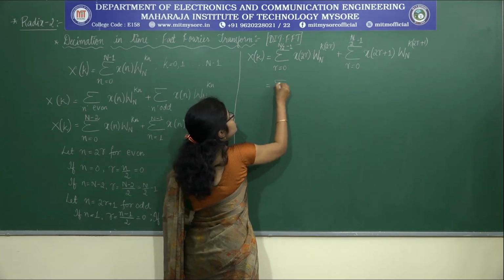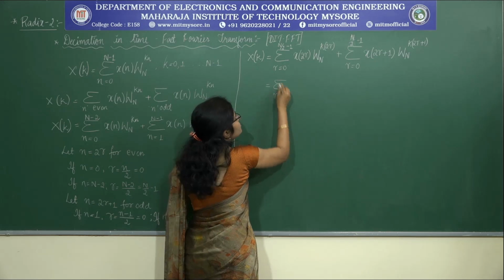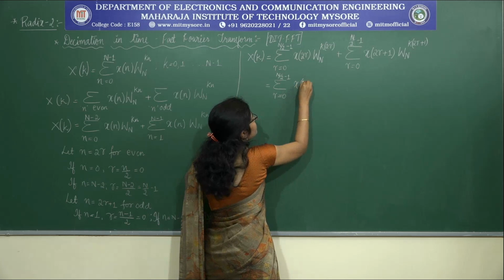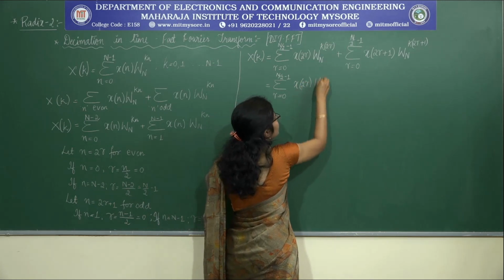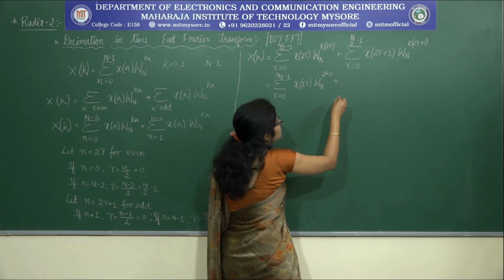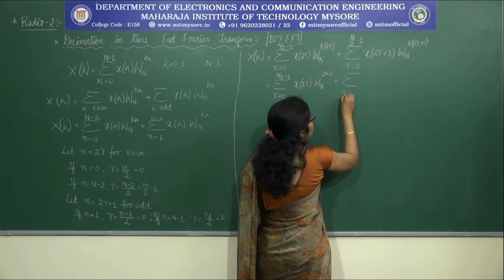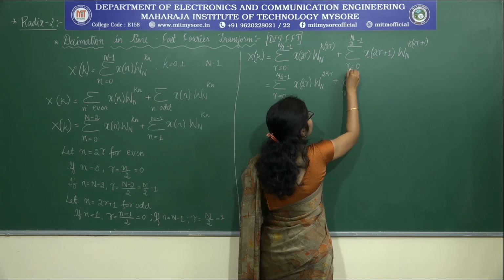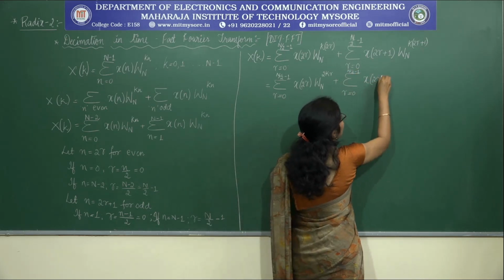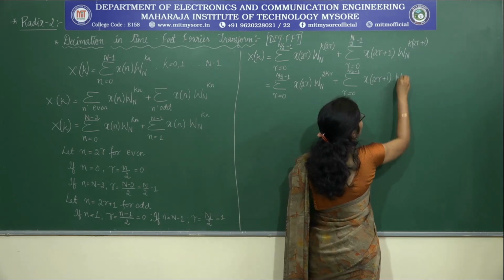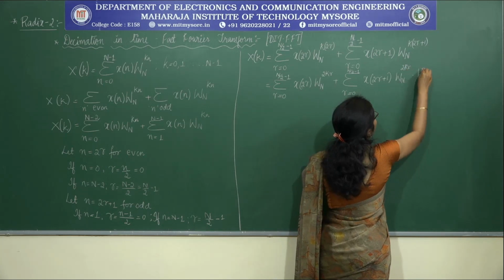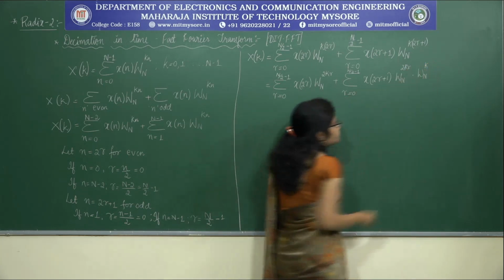Now let us write the twiddle factor term separately and let us see what we are going to get. So this will be equal to summation r ranges from 0 to n by 2 minus 1 x of 2r omega n to the power of 2kr, plus summation r ranges from 0 to n by 2 minus 1 x of 2r plus 1 into omega n to the power of 2kr into omega n to the power of k.